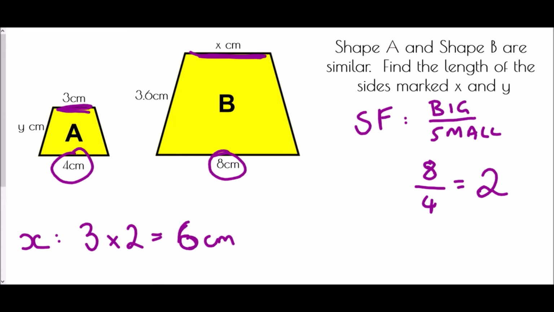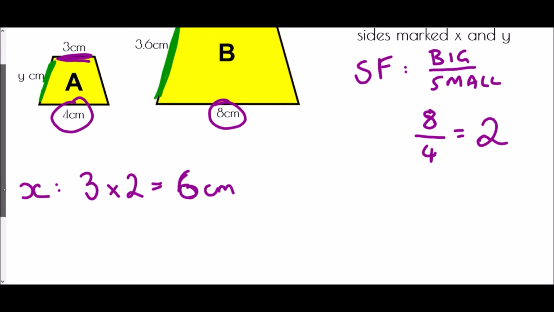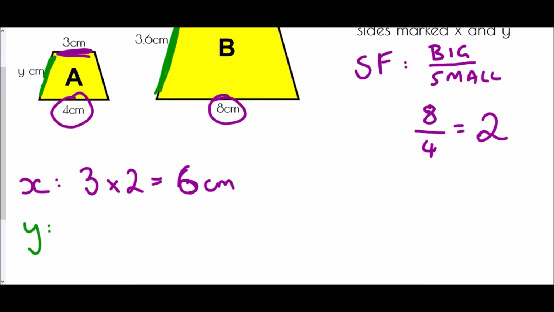With y, we have to be careful here. y is this side and it matches with this side, but y is the smaller version this time, and so the scale factor actually needs to go in the opposite direction. We need to go from 3.6 to the smaller version, and so instead of multiplying, we will divide. So we'll divide by 2 instead. 3.6 divided by 2, well, that is 1.8 centimetres.